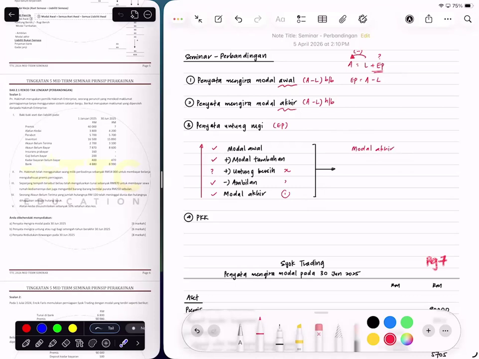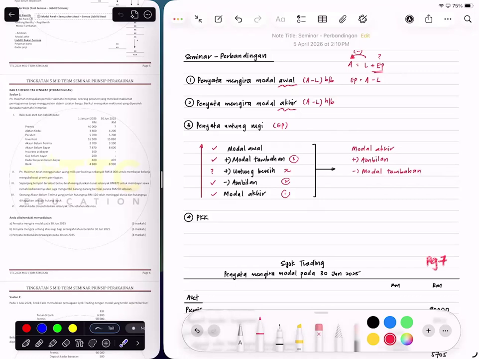Secondly, previously is to minus ambilan, but now you need to add ambilan. Then skip your untung bersih because this is the final answer that we are looking for. Then keep it as unknown first. Then continue with number 3, modal tambahan. Previously is to add. Now what you need to do is minus modal tambahan.